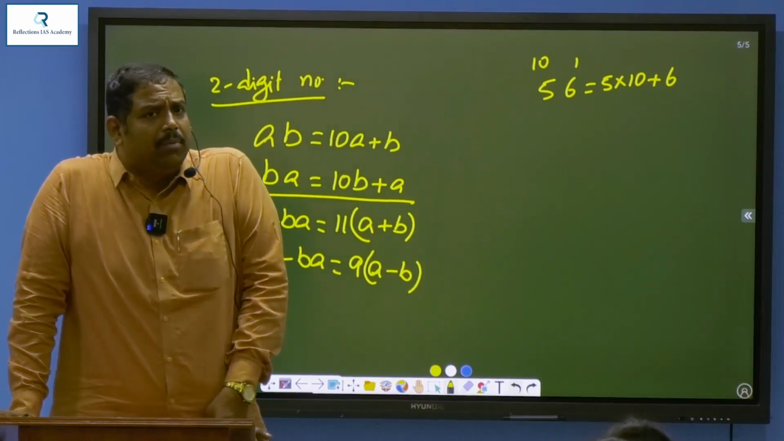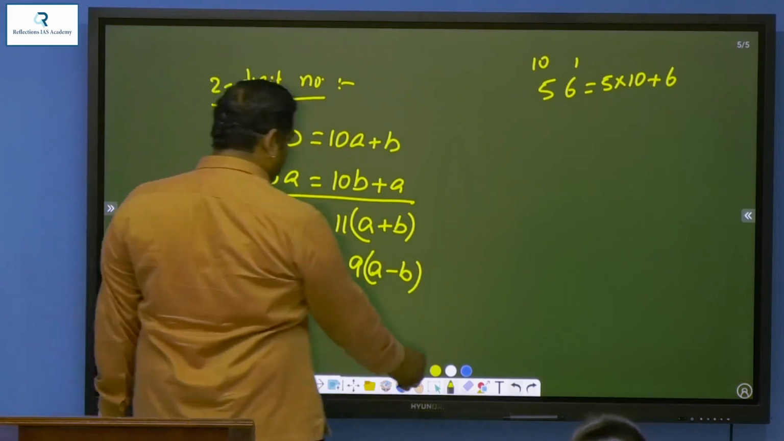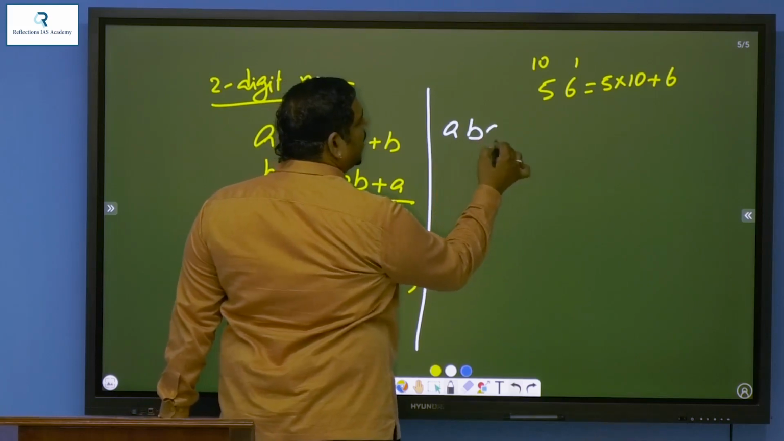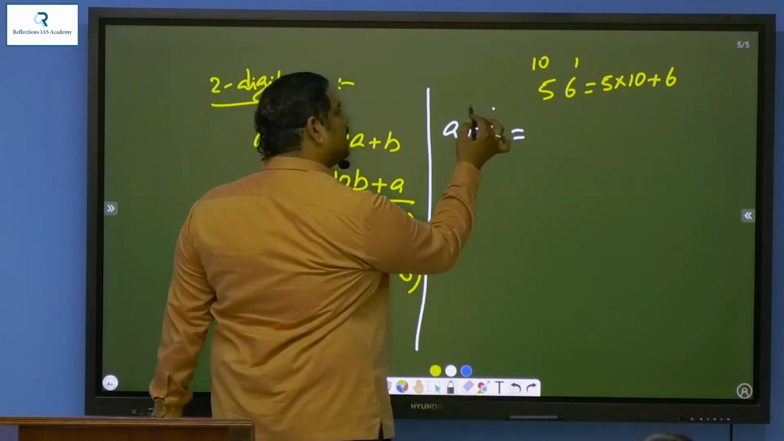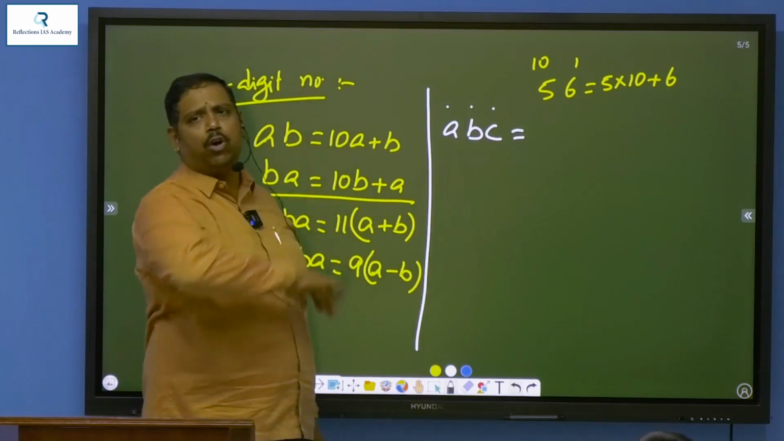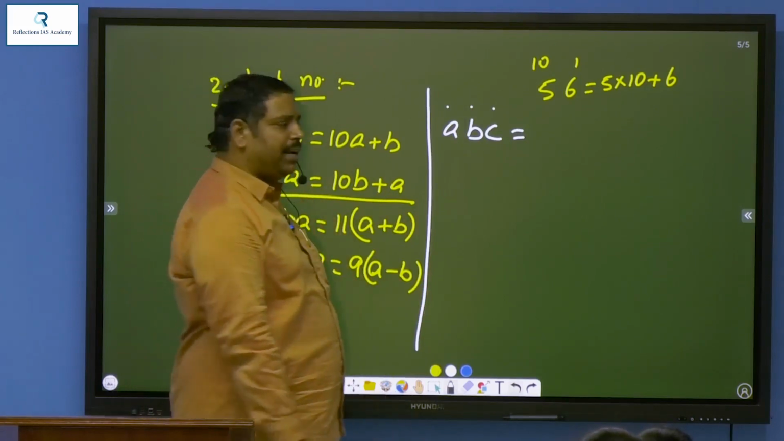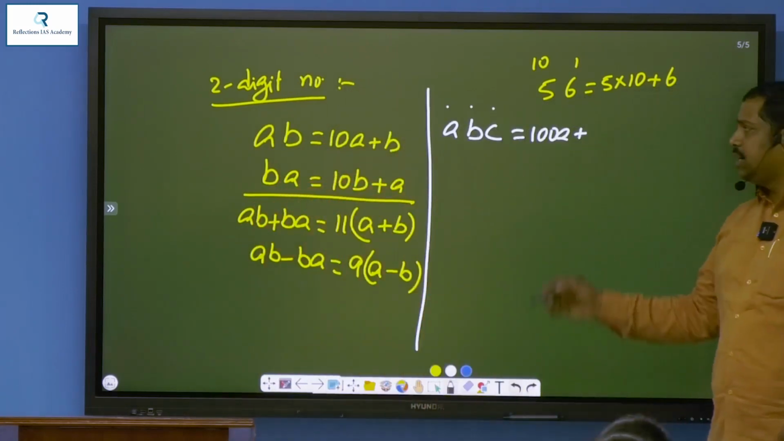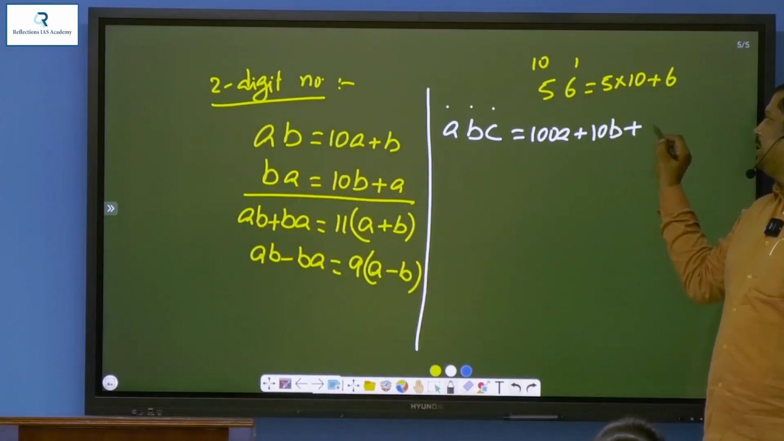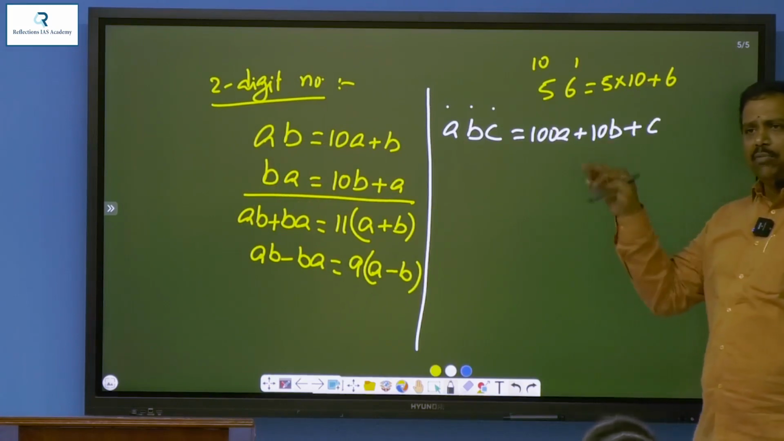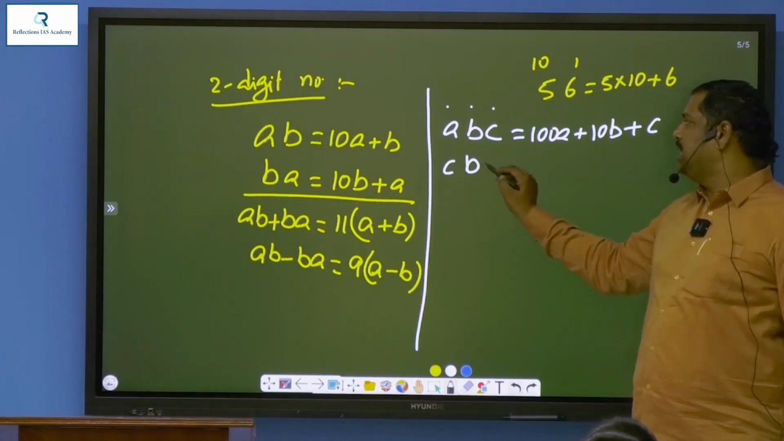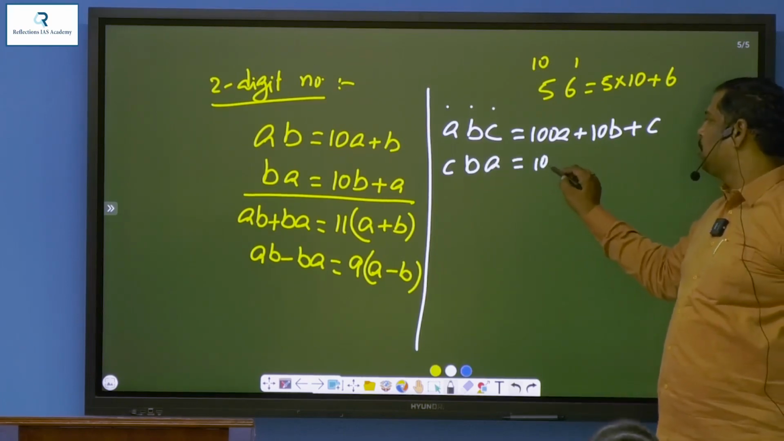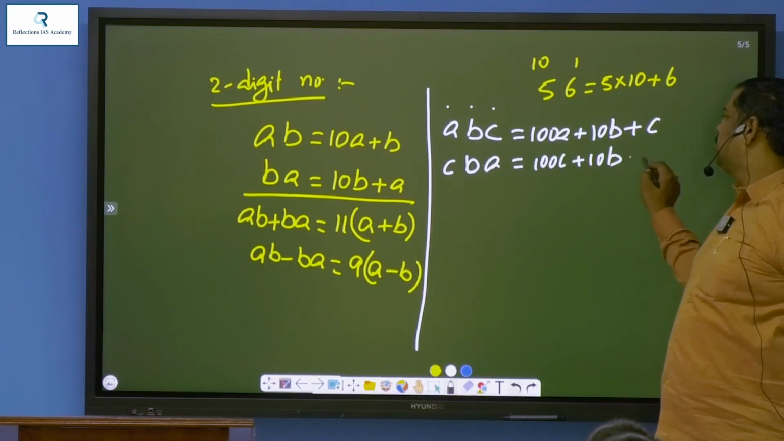Shall we go with a 3-digit number? Good. Suppose I go for the 3-digit number, now it will be ABC. This is the 1's place, 10's place, 100's place. Now you tell me what I should write here. 100A plus 10B plus C. Now the reverse of it will be CBA, which equals 100C plus 10B plus A.